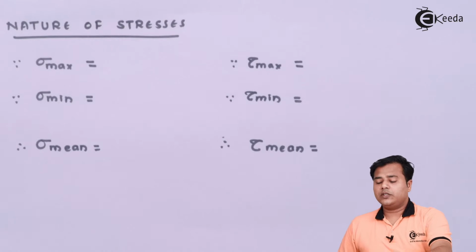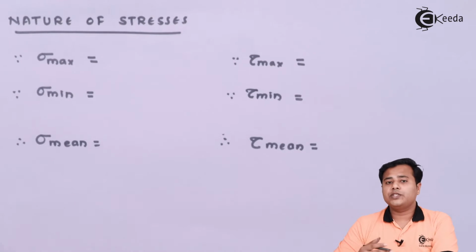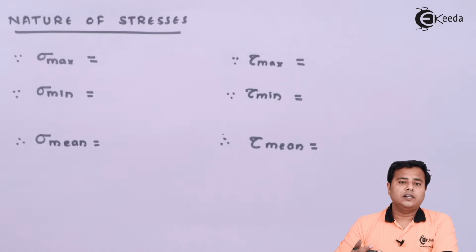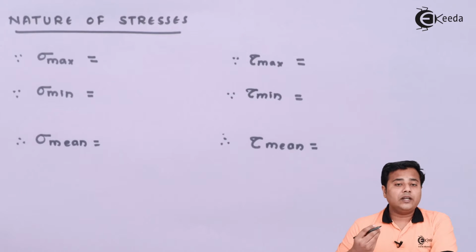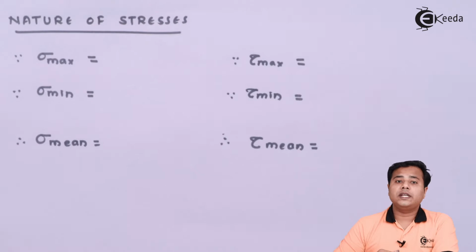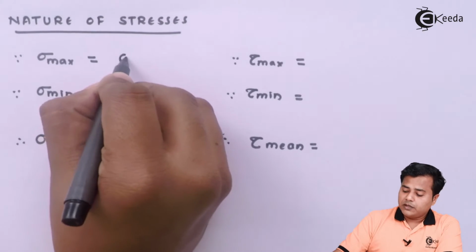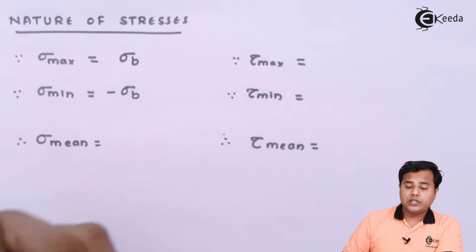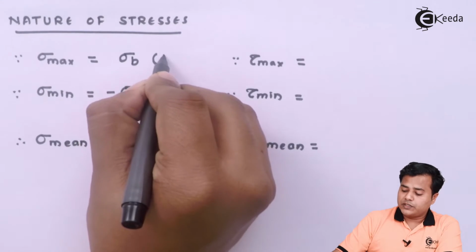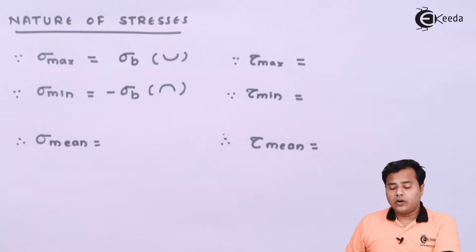Now there comes the nature of stresses. We need to understand that a shaft is a member which is going to rotate continuously. So in that case the forces acting at one point will always get reversed in such a manner. For the case of maximum stress and minimum stress, it is going to be the positive sigma bending and negative sigma bending. When I say positive sigma bending, it is associated with sagging, and when I say it is negative, it is associated with hogging.